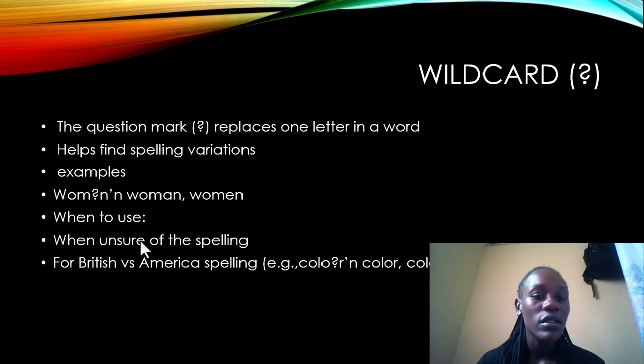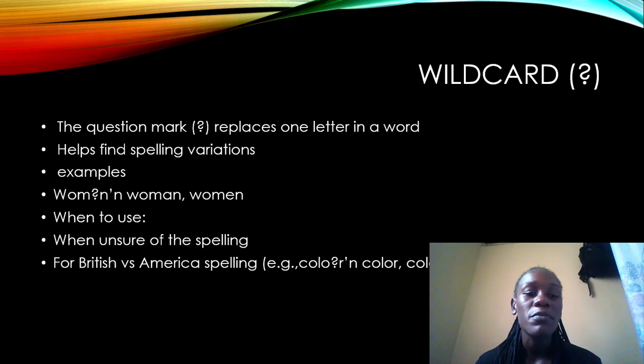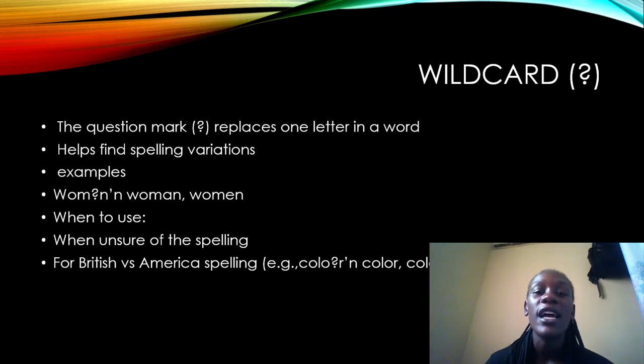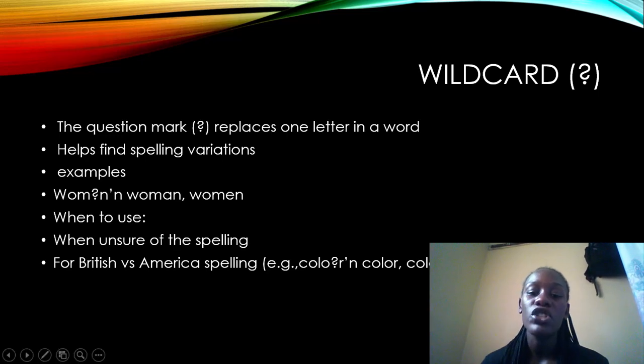So when to use the question mark: when unsure of the spelling. For example, you can be unsure of the spelling, whether woman or women. And the other thing is for British versus American spellings, for example, the word color, I think you will know that the word color has various spellings. You can put u, or you can decide not to put u. So these are various spellings for both British and American English.